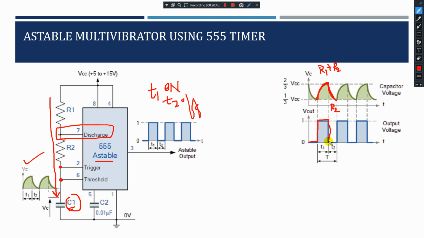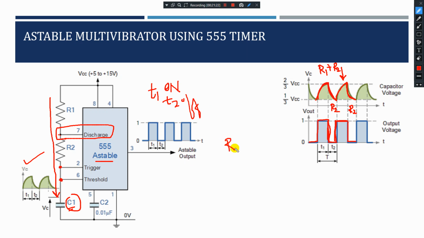Now the output goes to low, that is nothing but your T2. Again the cycle repeats. Again the capacitor starts charging, which needs the combination of R1 and R2. When the capacitor starts charging, the output remains high. Again it starts discharging through pin 7, and the output goes low. So it's a very simple astable multivibrator.